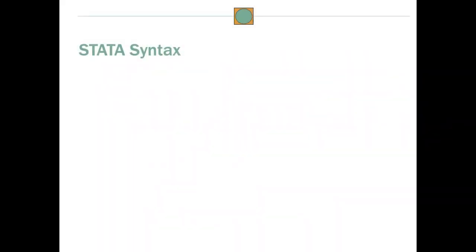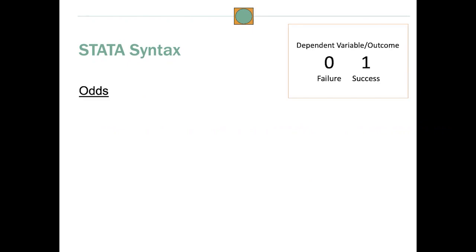Let's take a look now at the Stata code or syntax. So the command used to obtain the odds is logit. So you first identify your command logit, then you indicate your dependent variable, which is a binary variable. So it's going to have 2 values, 0 and 1. And then you list your independent variables that you're including in the model.